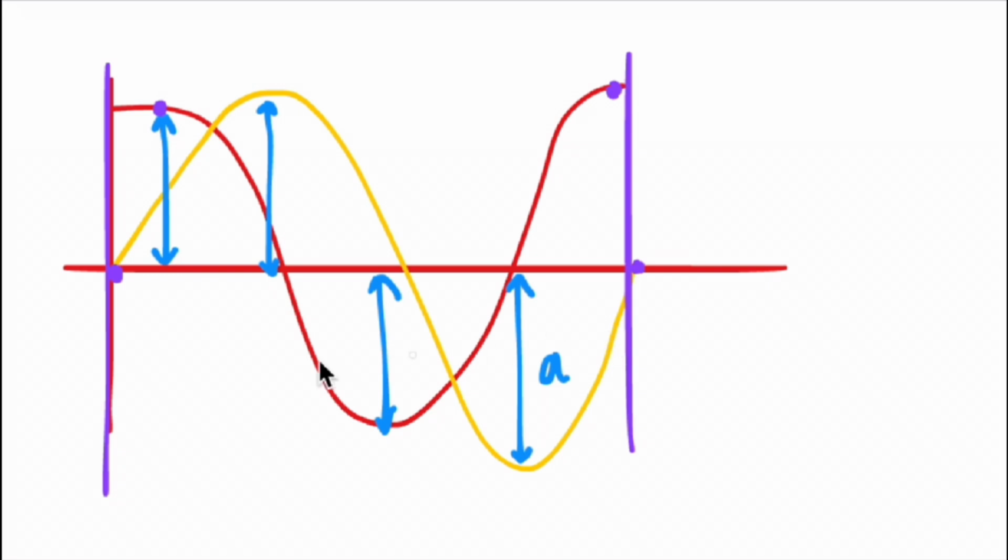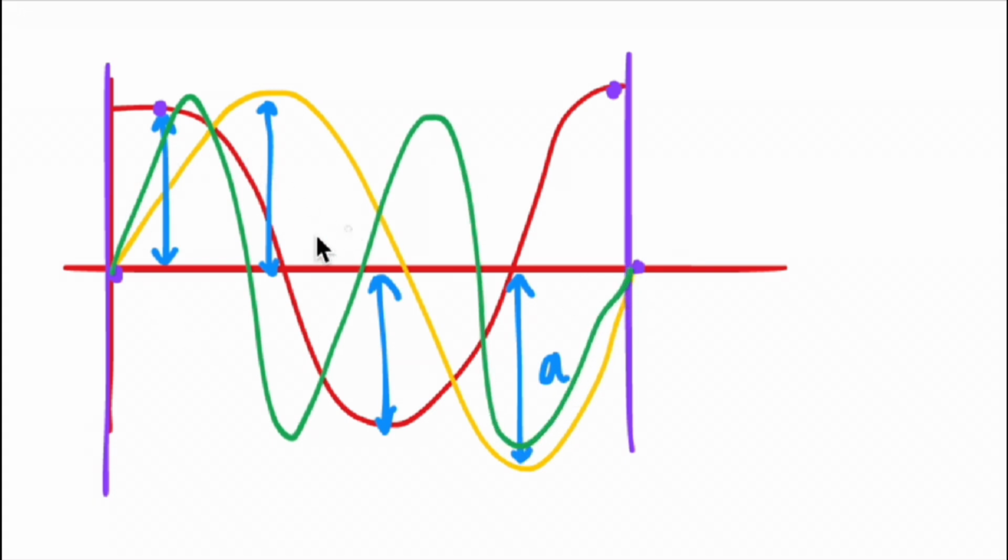B is the frequency. If the B is higher, then it will be more frequent within that period. So in this period, it moves one time. But if the B is higher, then it should be more frequent. Let's change color. It should look something like this, to give you a better idea of it.